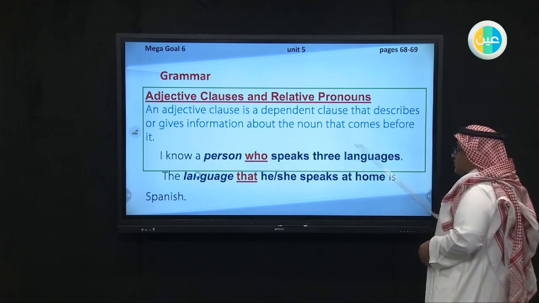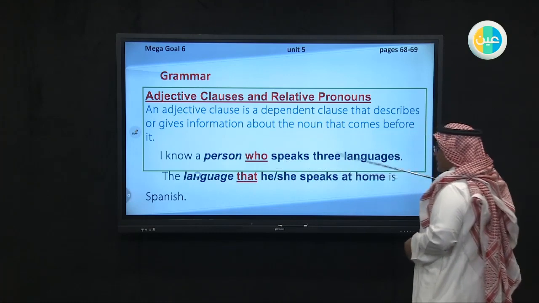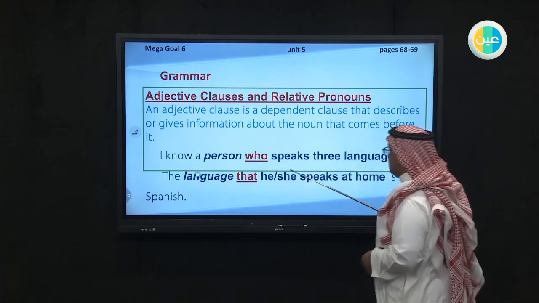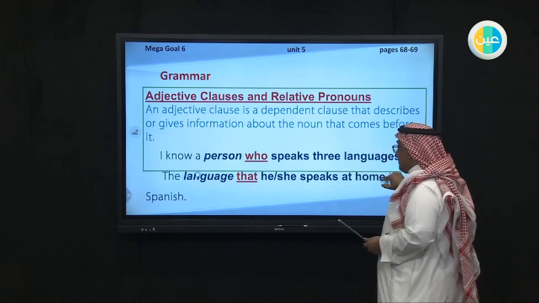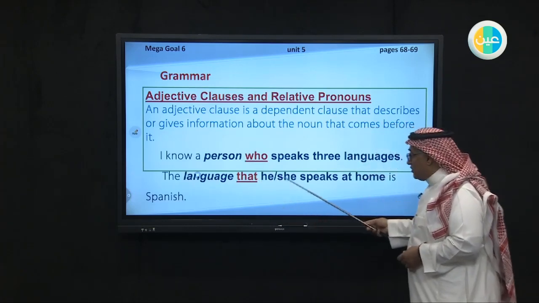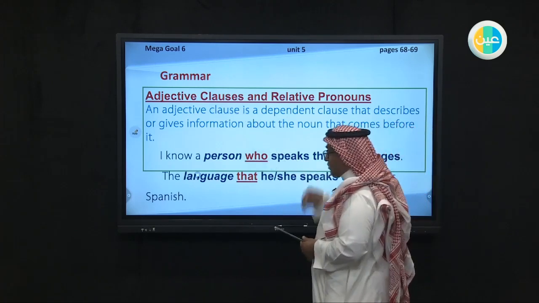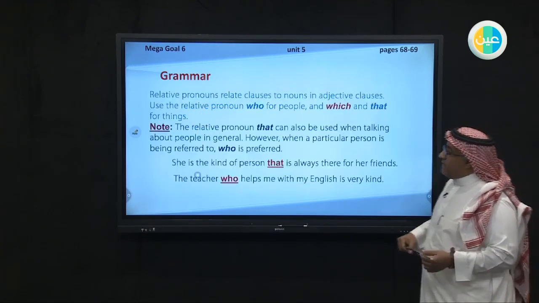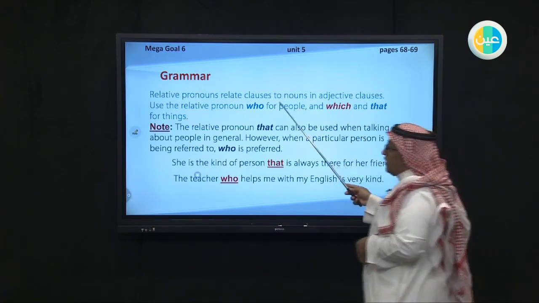Okay, adjective clause بمعنى جملة وصفية. جملة وصفية لبيرسون. Adjective clause. And the language that he or she speaks at home is Spanish. Also that is a relative pronoun. Okay, and that he or she speaks at home is an adjective clause, describing language. Also we have which. We can use which instead of that.